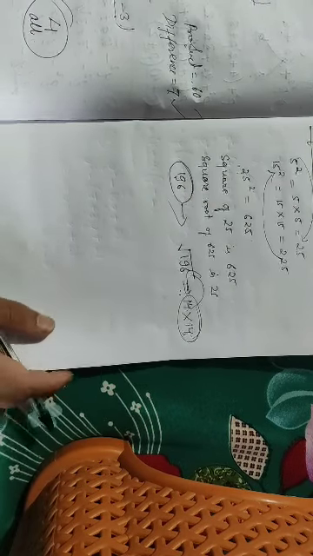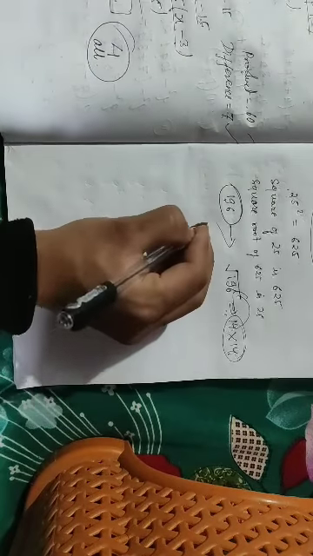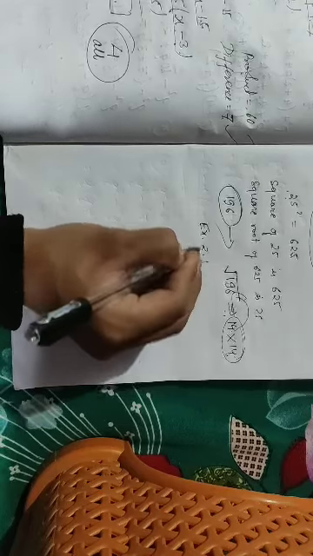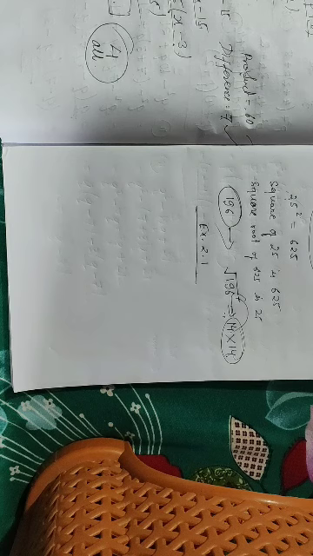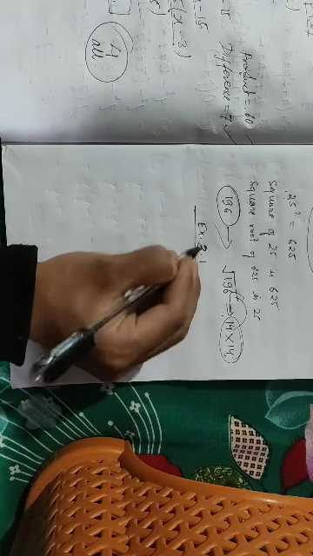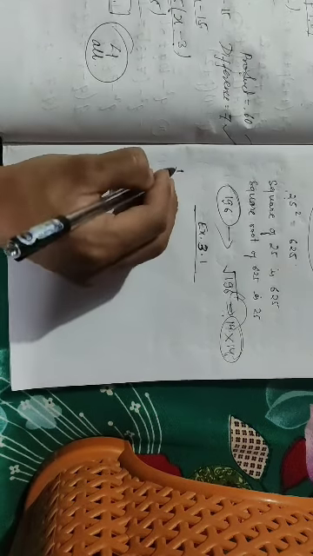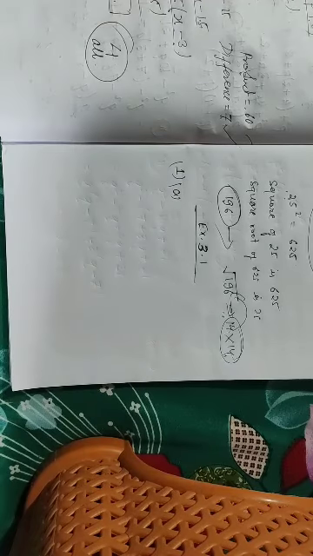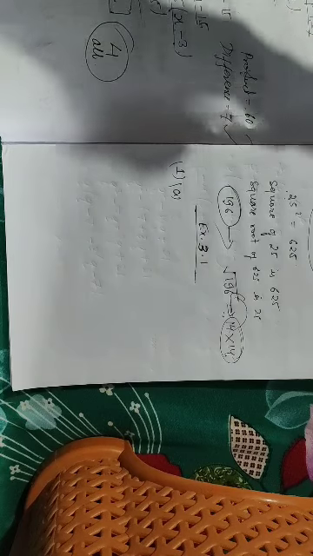Now, without wasting time, let us move to the exercise, sorry, it's not 2.1, it's 3.1. We will first do number 1A. It's a very easy question. Find the squares of the following numbers. You have to find the square of the given numbers.